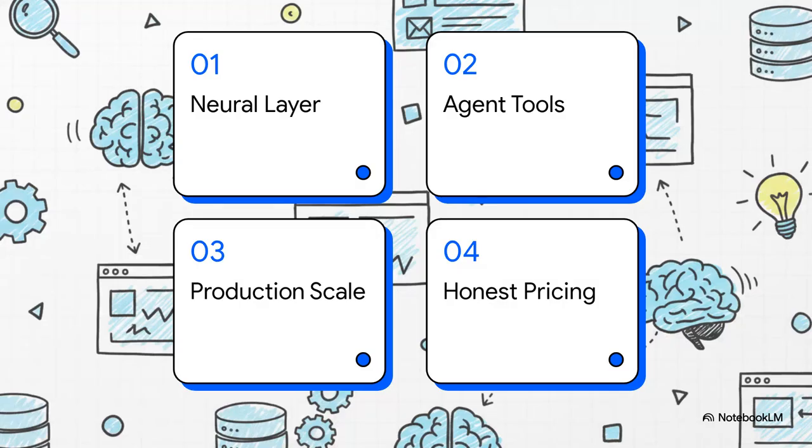Here's our roadmap for the Explainer today. 1. The Web Data Neural Layer. 2. Primitives and agent tools. 3. Built for production scale. And 4. Simple, honest pricing. Let's get right into it.